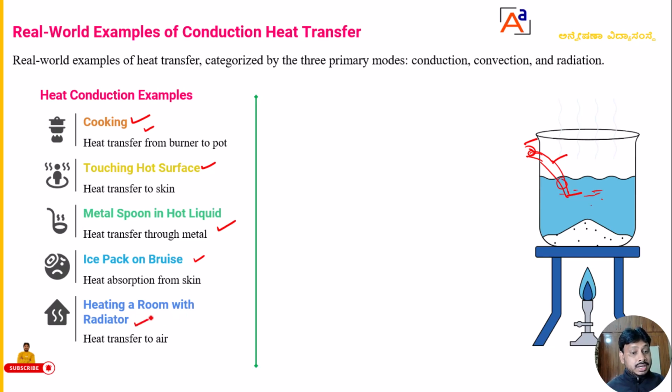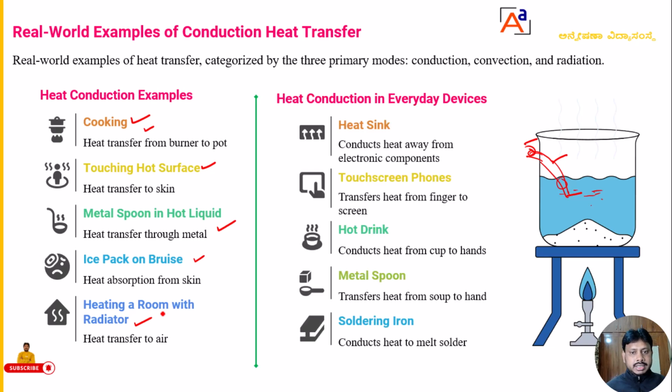Heating a room with a radiator is also an example of conduction heat transfer. Like that, you can take a heat sink, touch screen phones, hot drink, metal spoon and soldering iron. These are all examples of conduction heat transfer, dear students.